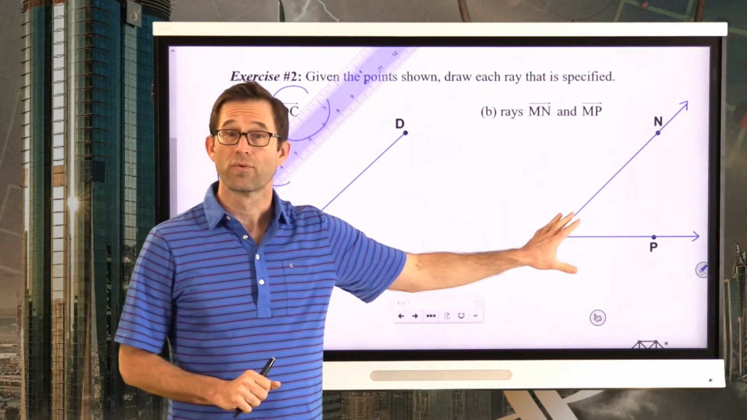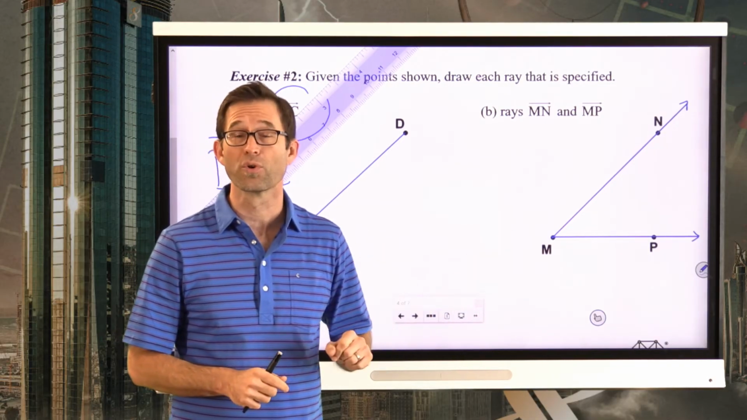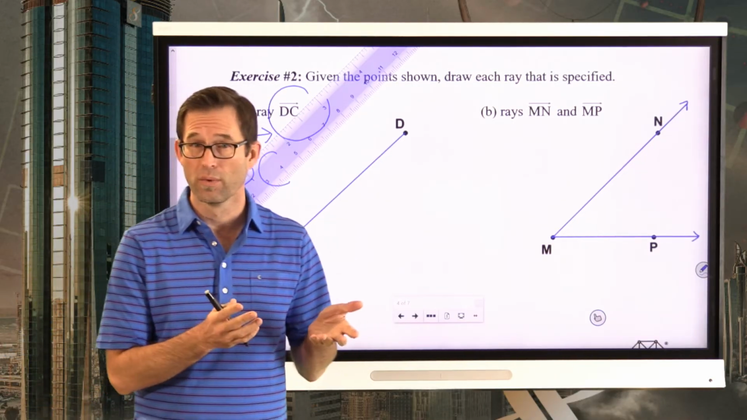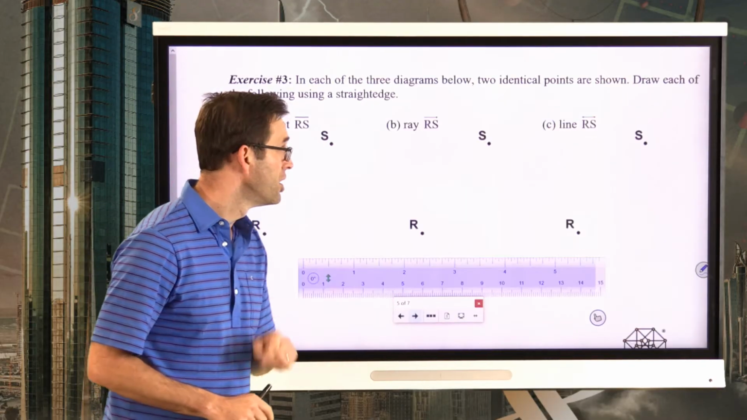By the way, this geometric object might look familiar. We're going to be studying it in follow-up lessons. That is, of course, an angle. All right? But don't worry about angles for right now. We just have this ray. Let's keep going.